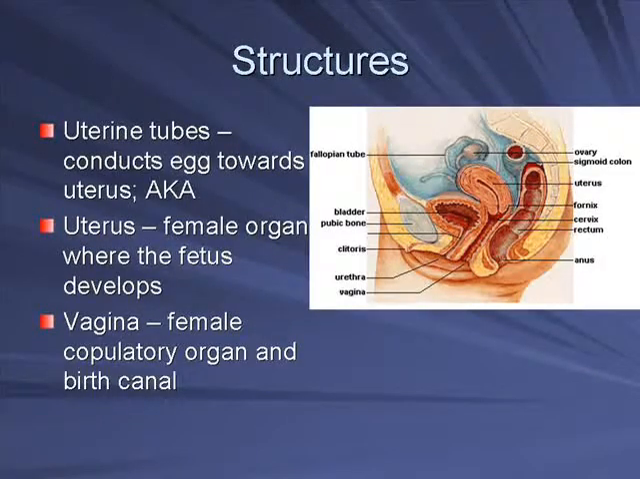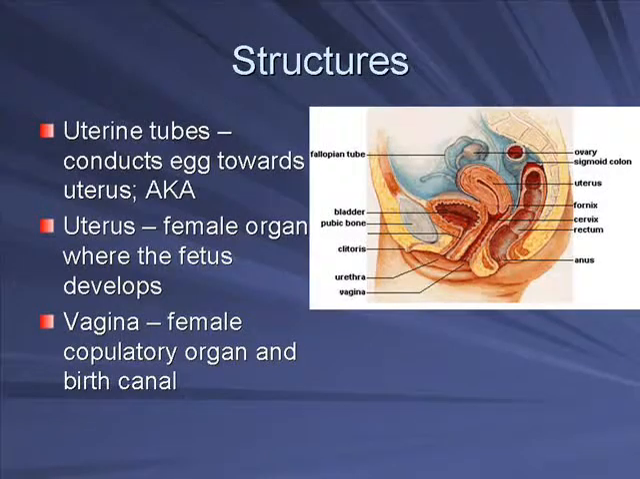There's also a structure called the uterine tubes, and these are what conduct the egg toward the uterus from the ovaries. I have AKA there because they're also known as something else, which is probably the more common name, or at least the name that people are more familiar with. So take a minute and see if you can think of the other name for uterine tubes, the structure that conducts those eggs. Alright, hopefully you came up with fallopian tubes. That's correct. And in the fallopian tubes, or the uterine tubes, that's where fertilization actually occurs.